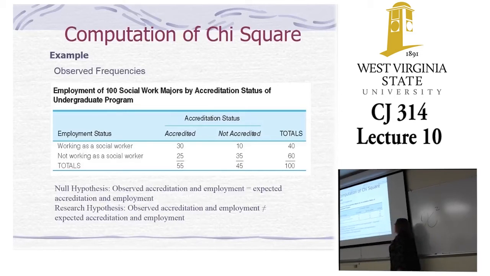All right. Our null hypothesis: accreditation and employment observed will be equal to the expected. Research or alternative: observed in accreditation and employment will not be equal to expected accreditation and employment. Making sense? Null is the same. Research is the same. We're still dealing with equal and not equal.